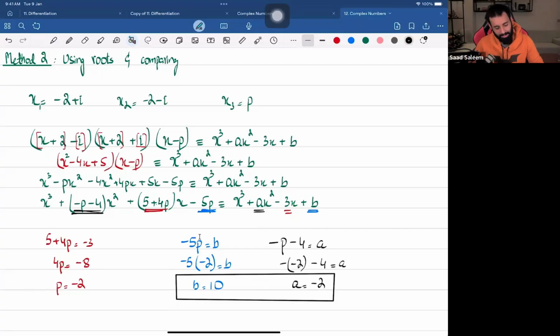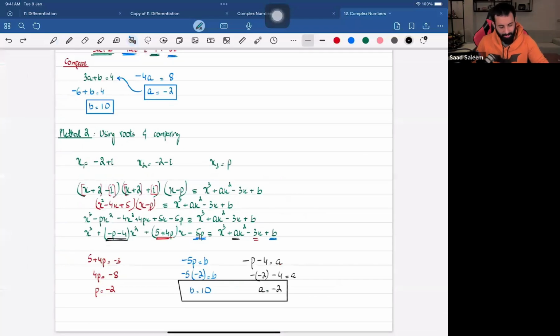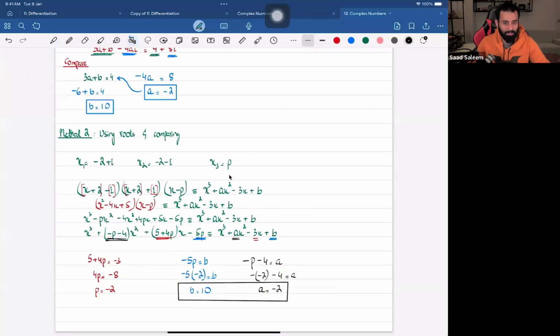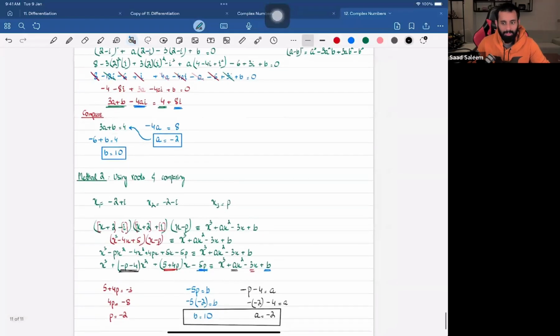Now, what if I told you guys that there's a third method as well? Can you guess what that is? The third method? Any idea? Take a guess. Okay, nobody wants to take a guess.